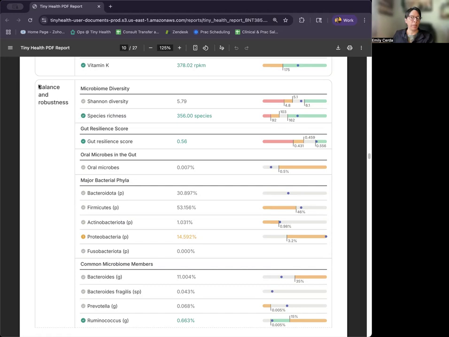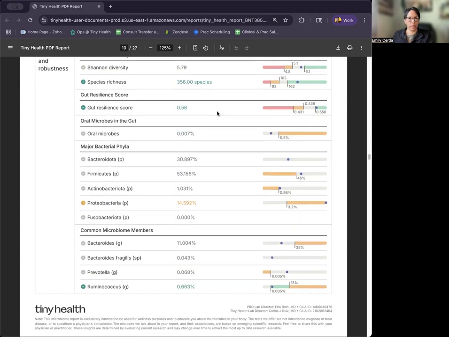We then come to the balance and robustness section, which is going to look at diversity and the overall environment here in this microbiome. So again, we have richness and Shannon diversity, which are kind of like alpha and beta diversity. The richness is just looking at the number of species in the gut, and the Shannon diversity is looking at how robust are those populations.